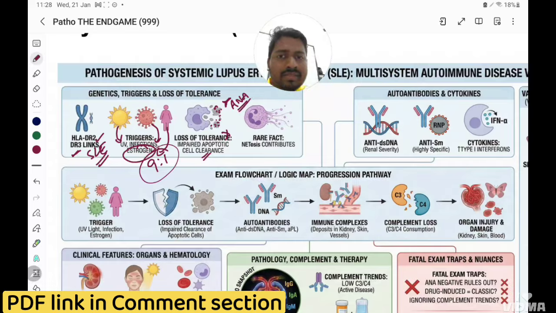Now there is one more factor that happens in SLE, called netosis. So what is netosis? It is a different form of cell death; it is not necrosis and it is not apoptosis, it is something different. In netosis, nuclear proteins form web-like structures, and antibody formation can occur against these. So netosis also contributes to SLE pathogenesis.